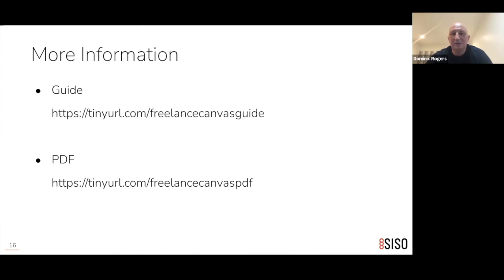Everything I've spoken about today, I've put in a guide. It's there and available for you to read as a guide and goes through all of the different sections. There's also the PDF of the actual canvas, so you can go through at your own time, go through all of the notes, and it'll help. It's there to help you shape your freelancing operation to be a success.